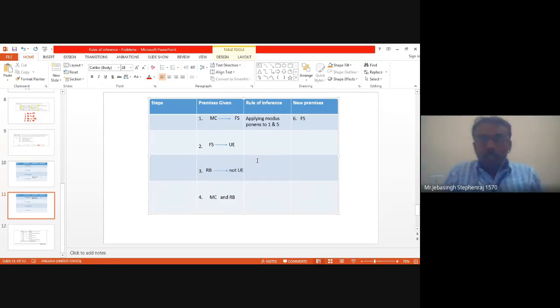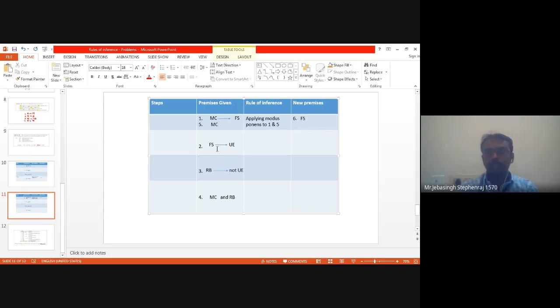Are you able to understand? So basically, yes, I found the new premises. By combining the first one and 5, what is 5? 5 is simply MC. Using these two premises, I get a new premise which I call FS.